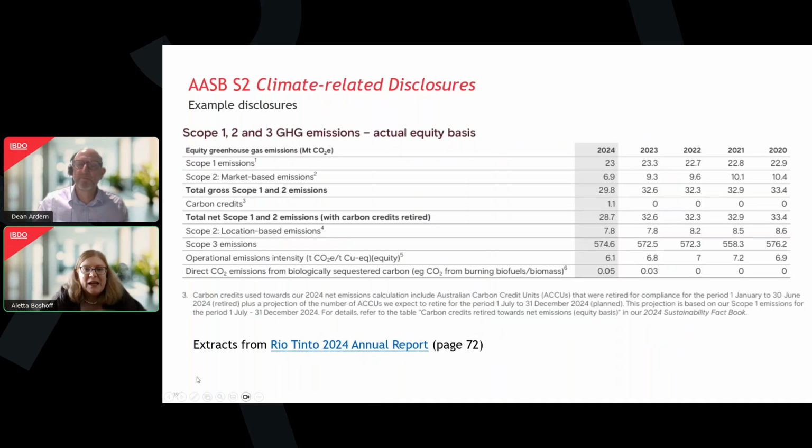If we go on to the next slide, Dean, I think here you've put in some examples of some of the disclosures we've seen. This is from the Rio Tinto 2024 annual report. I would say, remember, AASB 2 is a new standard. The first entities will be complying with it for 31 December 2025. So although this is a good disclosure, I'm not trying to say it's compliant with AASB 2 as yet, because they didn't have to comply with it in 2024, but it gives you some idea of what it could look like.